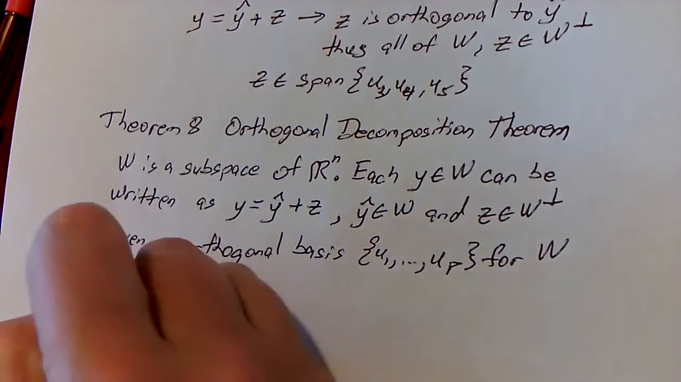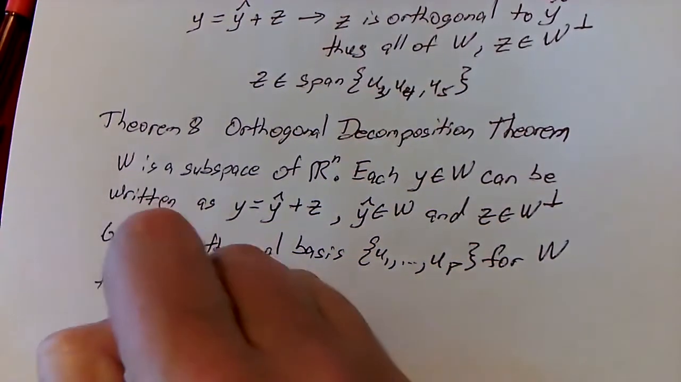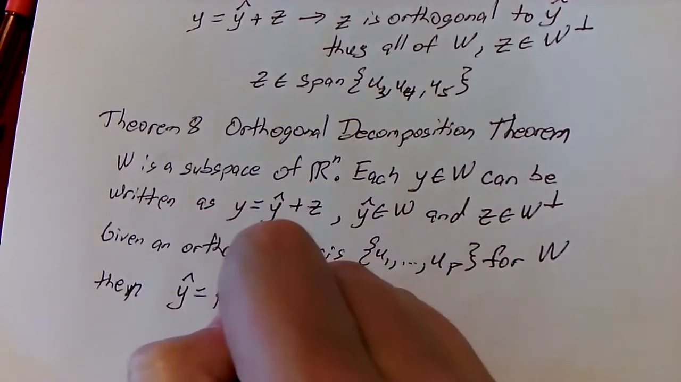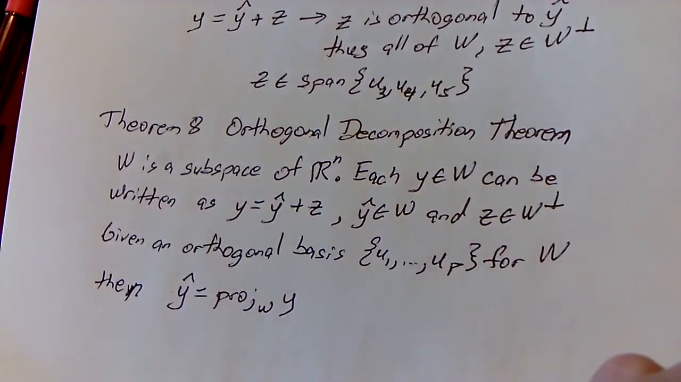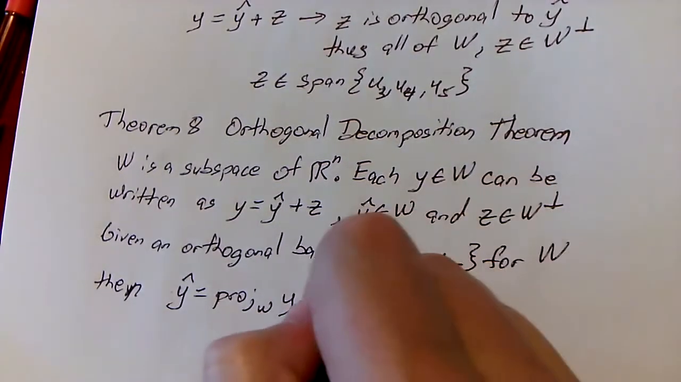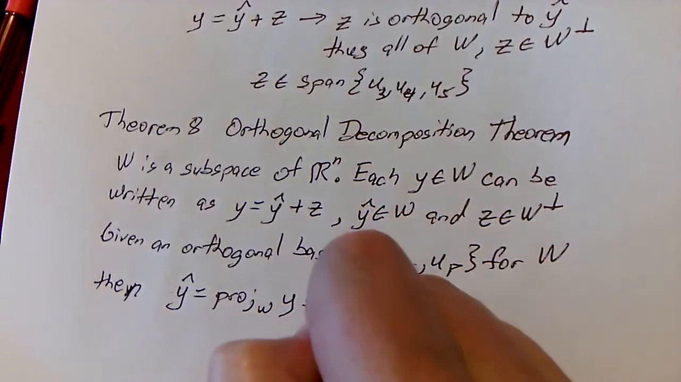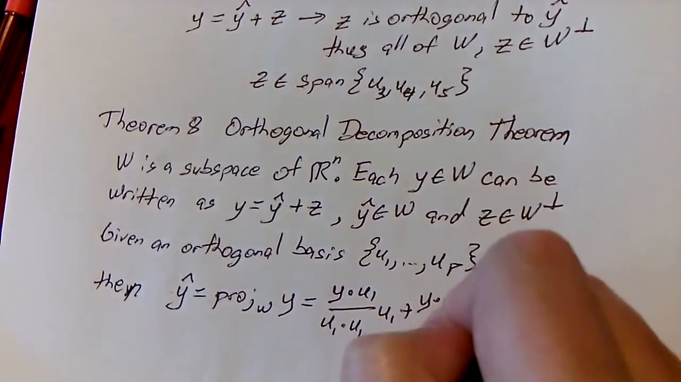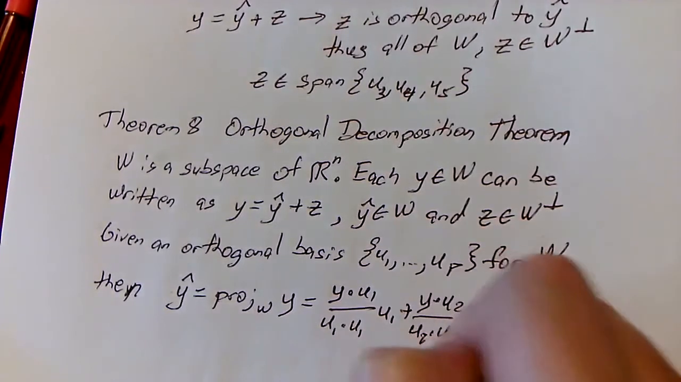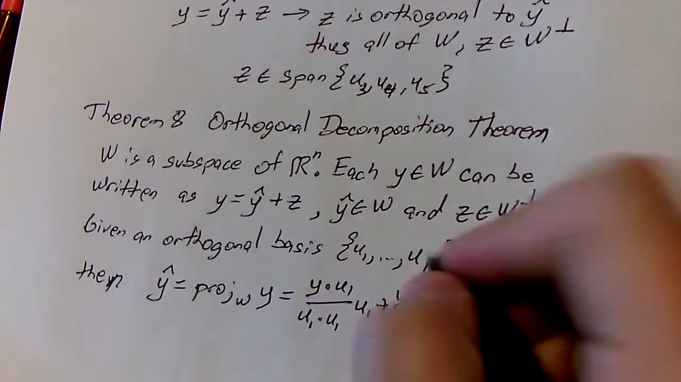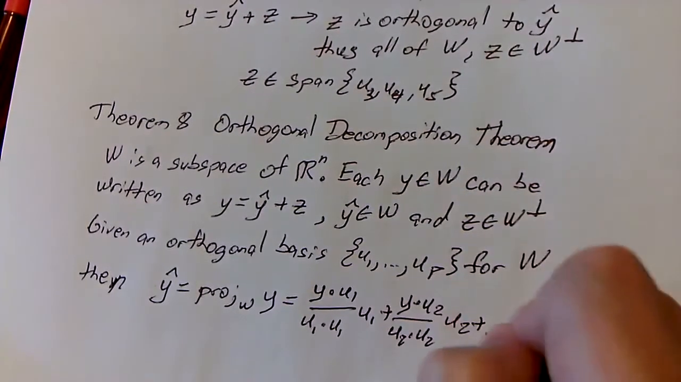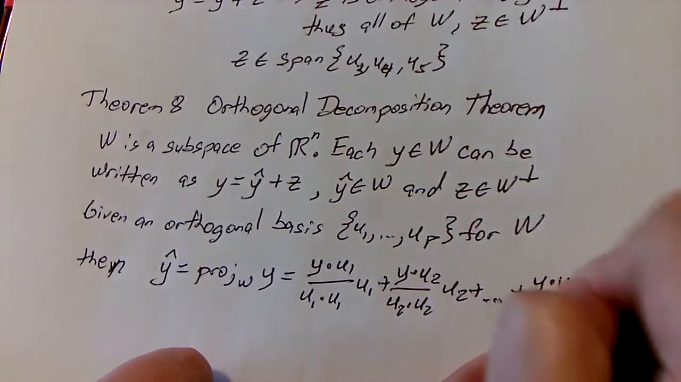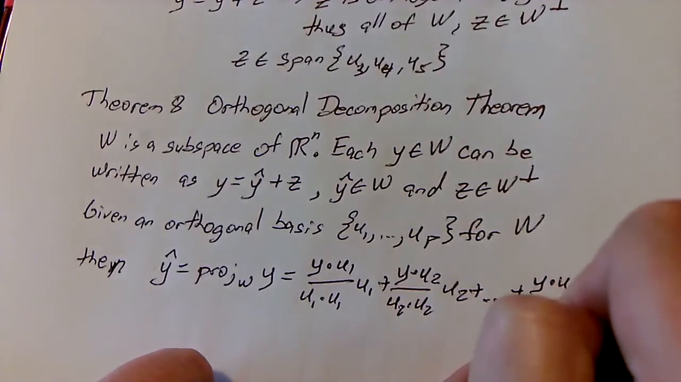Then Y hat is equal to the projection of Y onto W, which is equal to the different components: Y dot U1 over U1 dot U1 times U1, plus Y dot U2 over U2 dot U2 times U2, plus, and that goes all the way out, Y dot UP over UP dot UP times UP.